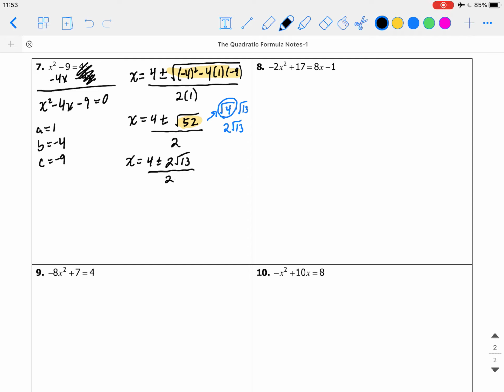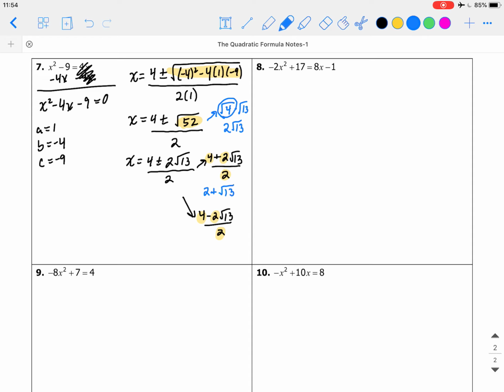Okay, so we can simplify this a little bit. I have two equations here, right? I have 4 plus 2 square root 13 over 2, and I also have 4 minus 2 square root 13 over 2. Something that I want to point out is that 4 and 2 are divisible by 2. And the same thing over here, 4 and negative 2 are also divisible by 2. So let's simplify that. 4 divided by 2 will give me 2. Plus 2 divided by 2 will just be 1 square root 13. Do I really need to put the 1 in front? Not really. I'm just going to put square root 13.